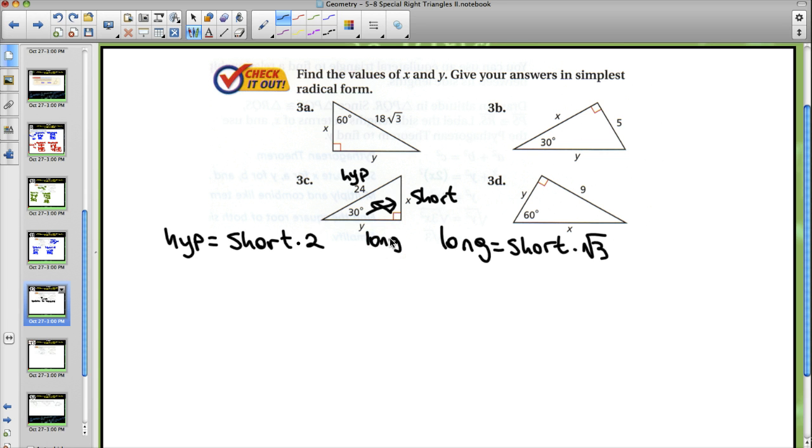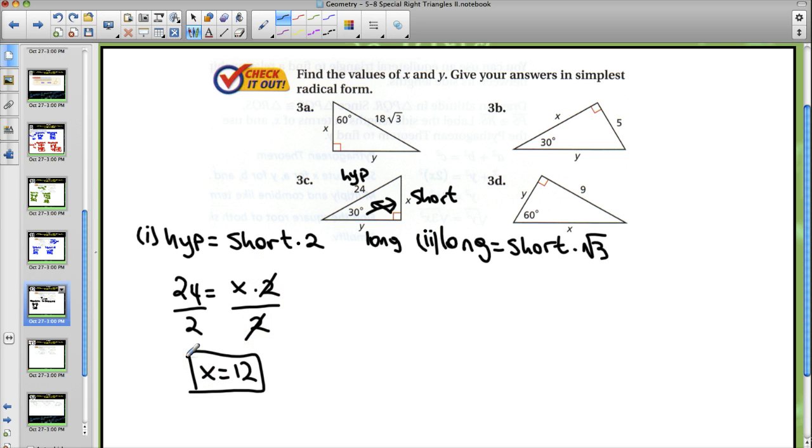Okay. Ask myself, which of these do I have numerical information for? And that's the hypotenuse. So the only formula that has anything to do with the hypotenuse, the only equation, will be equation number 1. So I replace hypotenuse with the number 24, short with the letter x times 2. To solve, I will divide both sides by 2. X is equal to 12. That's half of my answers.